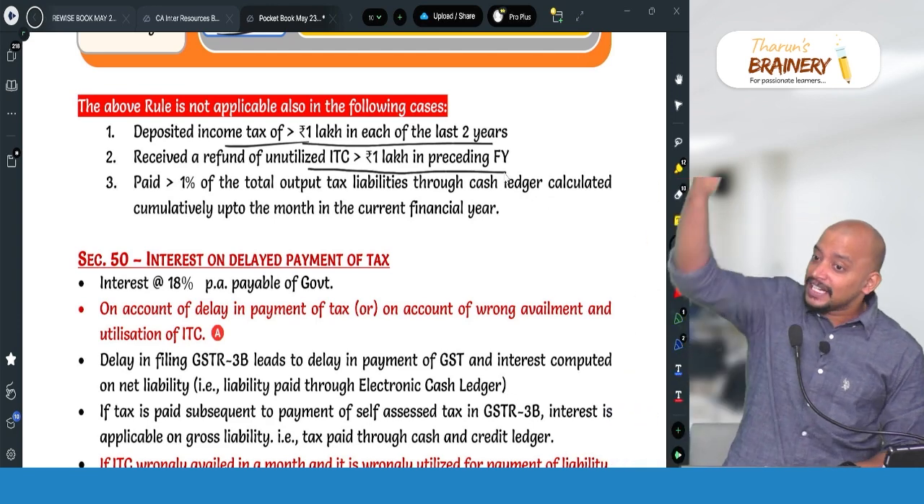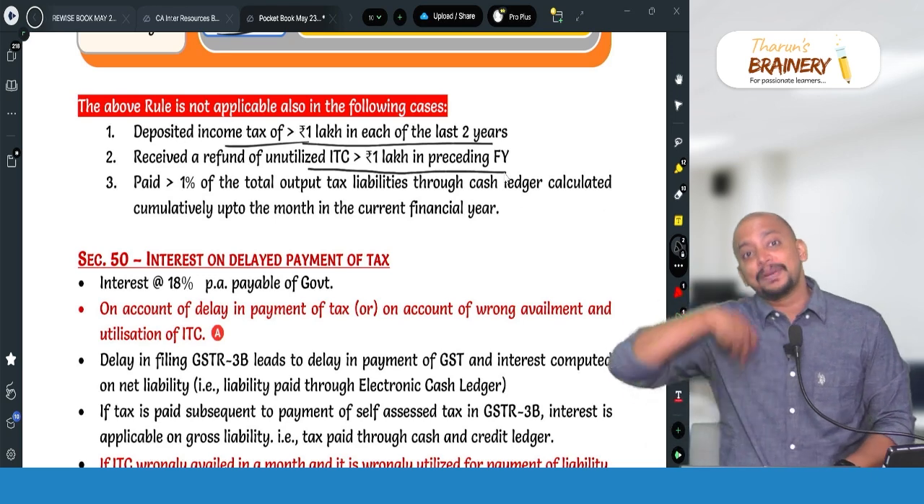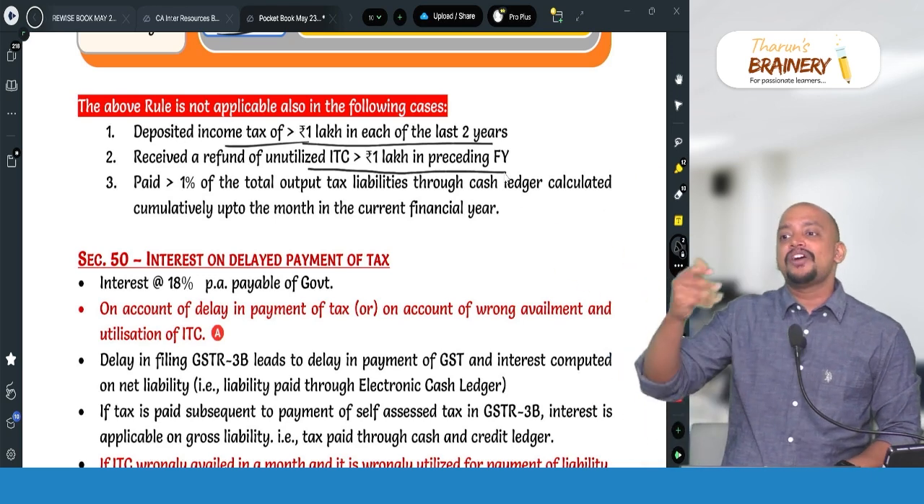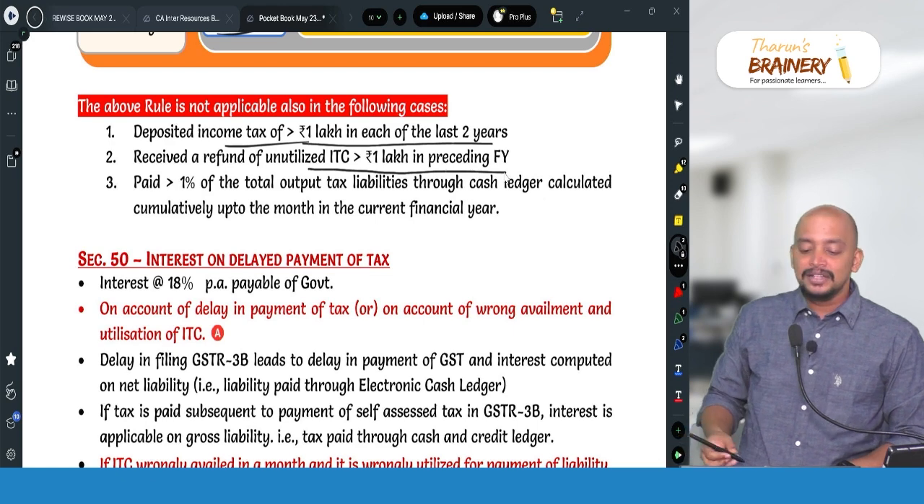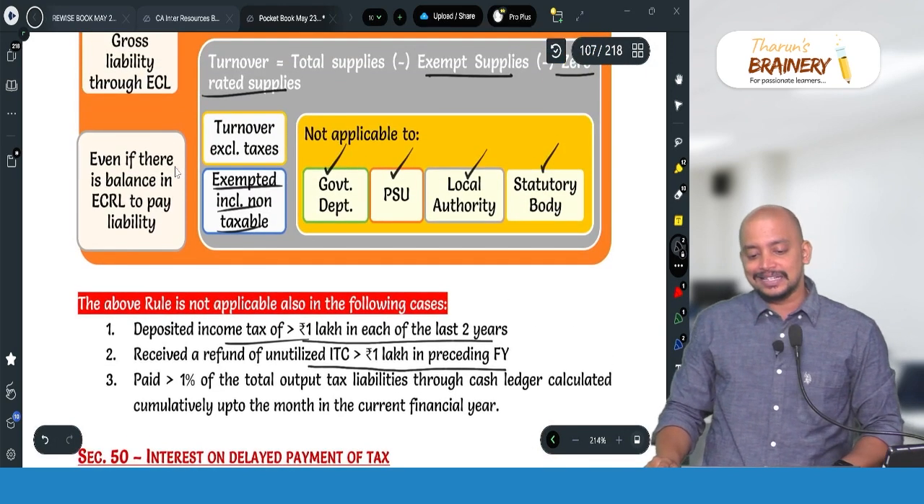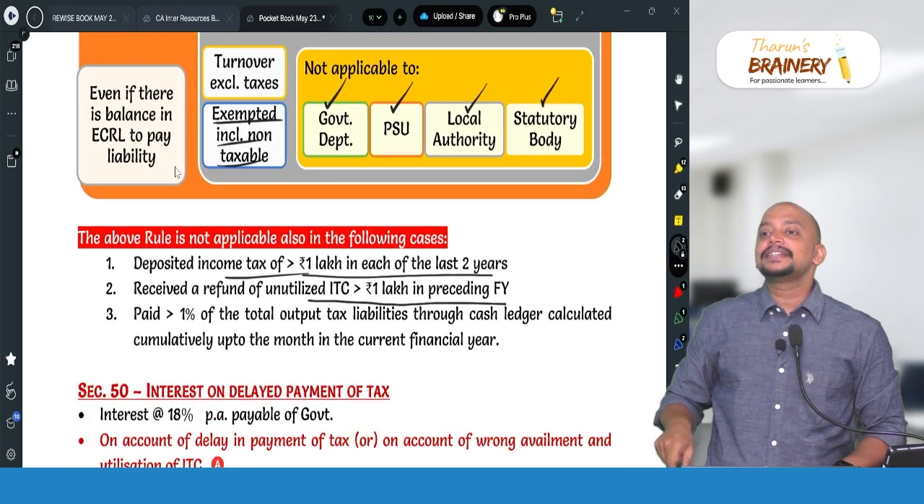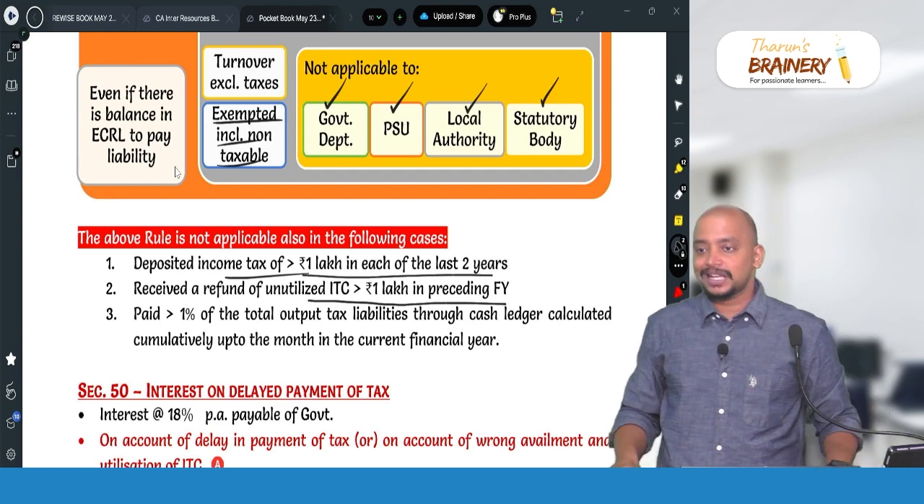Or cumulatively in the current financial year up to that month you already paid more than 1%. Then for that month you don't have to pay anything through cash ledger. Is it clear? So the total 6 cases, not 6 cases, 7 cases. So this 86B is not applicable. What are those 7 cases?